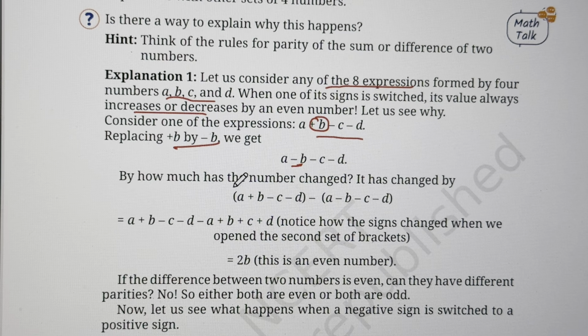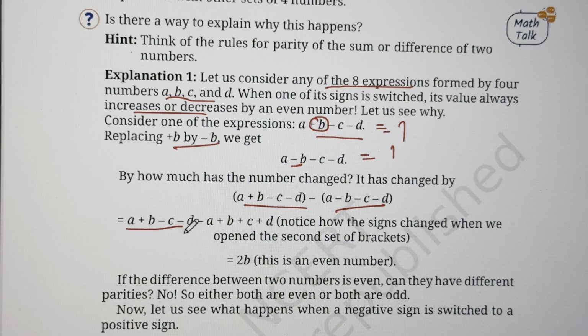Instead of plus B, you have done minus B. So whatever answer you get over here and whatever you get over there, we find out the difference between the expressions themselves. We take the first expression A plus B minus C minus D, then a minus sign, and the second expression, where we have changed the sign of B. When we open the bracket, the first four terms remain the same, A plus B minus C minus D, and here the sign of all of them changes: minus A plus B plus C plus D.